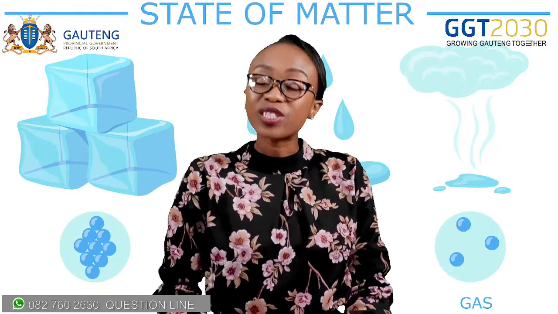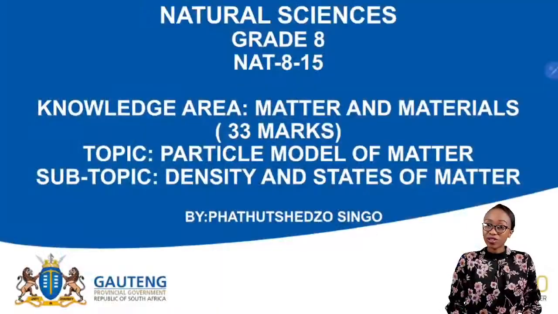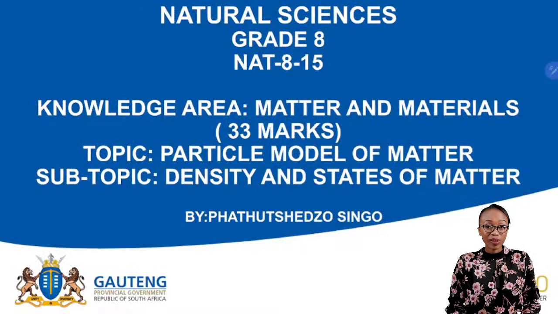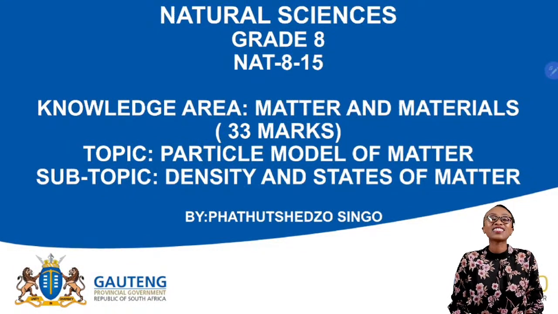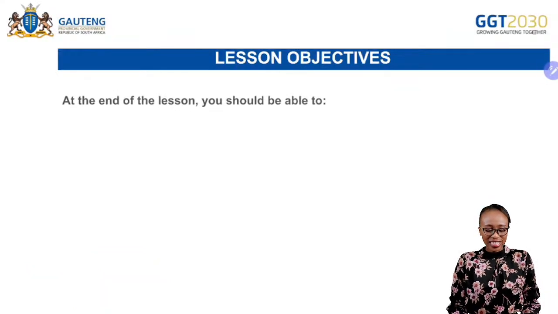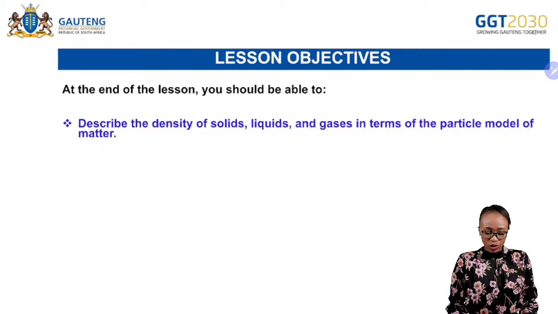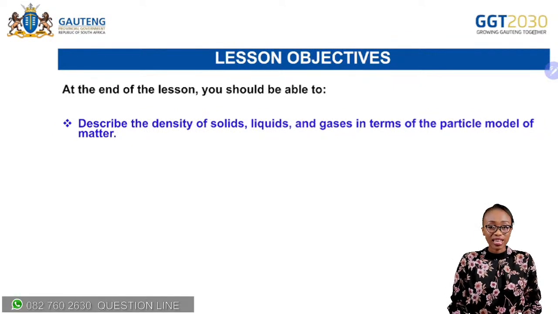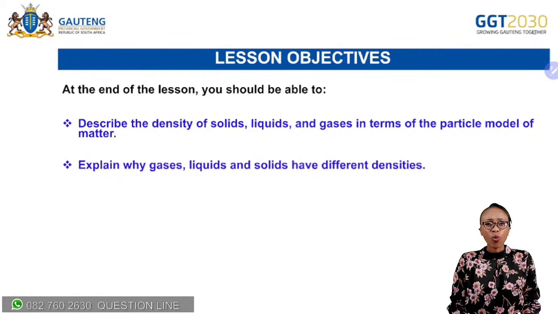In today's lesson, we're going to be learning under the knowledge area matter and materials. The topic is particle model of matter, and the subtopic, which is our area of focus today, is density and states of matter. Let's look at today's lesson objectives. By the end of today's lesson, you should be able to describe the density of solids, liquids, and gases in terms of the particle model of matter, and explain why gases, liquids, and solids have different densities. All of this is sourced from your CAPS document on page 43.